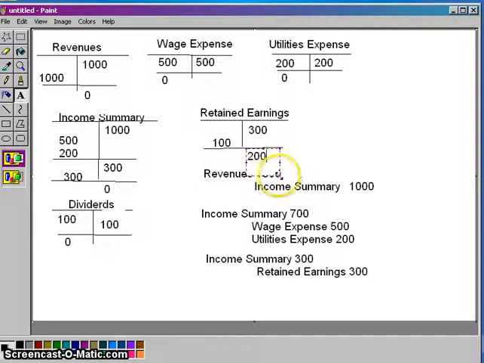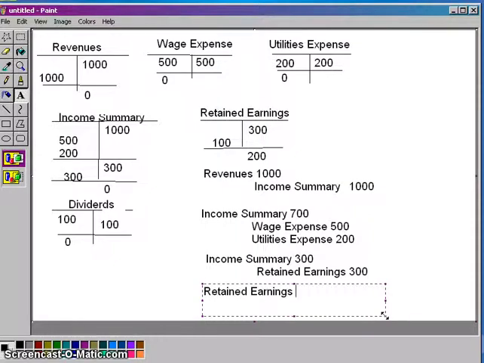Oh, I think I just messed up my... Wait a second. There we go. I didn't want to lose my first entry there. All right, so the journal entry looks like a debit to retained earnings for the $100 and a credit to dividends for $100. And there you have your closing entries.